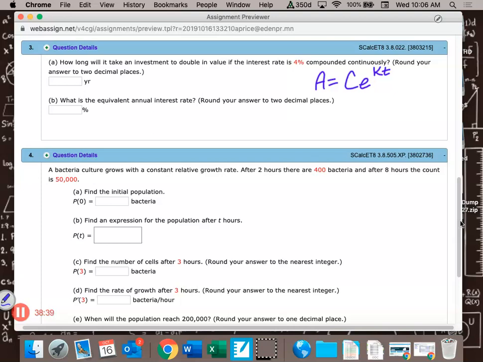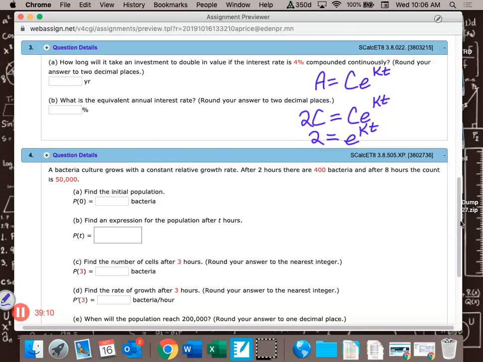So for us, we're not starting with 1, we're starting with C. C is our starting amount. So if we start with C and we want to double, what are we going to end with? 2C. So we end with 2C equals CE to the KT. When you do that, what happens to the C's? They cancel, and look at that. We're left with exactly what we would have had if we had just picked 1 and 2 for our amounts.